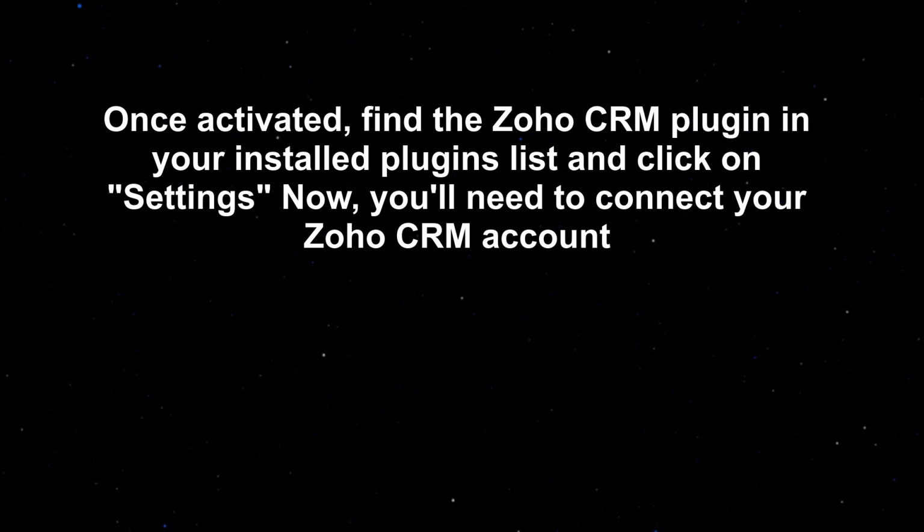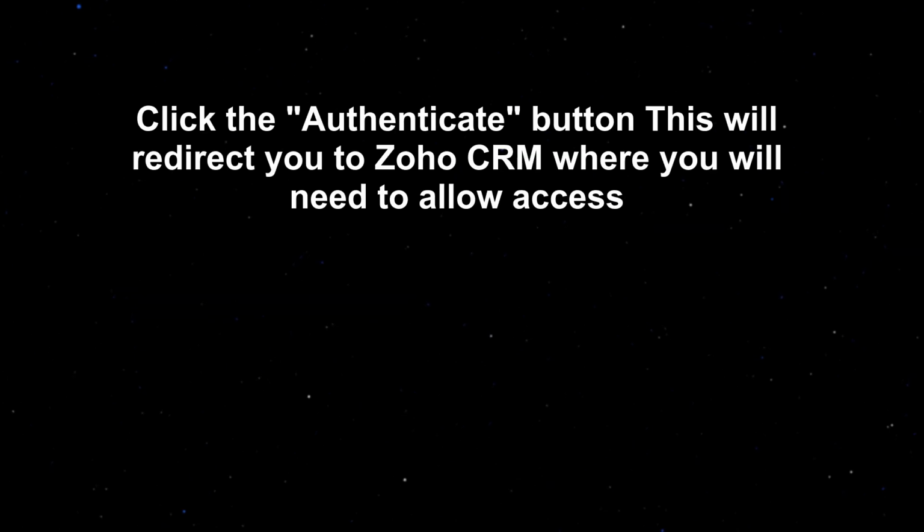Now, you'll need to connect your Zoho CRM account. Click the Authenticate button. This will redirect you to Zoho CRM where you will need to allow access. Click Accept to grant WordPress access to your Zoho CRM account. You'll then be redirected back to your WordPress site.